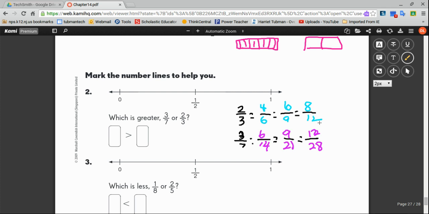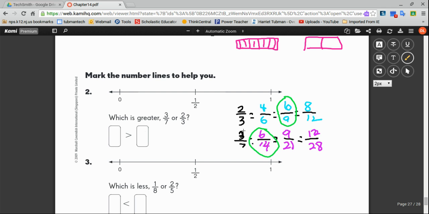Alright, so I know I can compare my fractions if I have the same denominator. And right now, I don't have the same denominator, but I do have the same numerator. So I have 6's at the top, and I have 6/14 at the bottom. And I know that if I have the same numerator, if I have a greater denominator, that means it's a smaller fraction, because my numerators are the same, they're 6's.